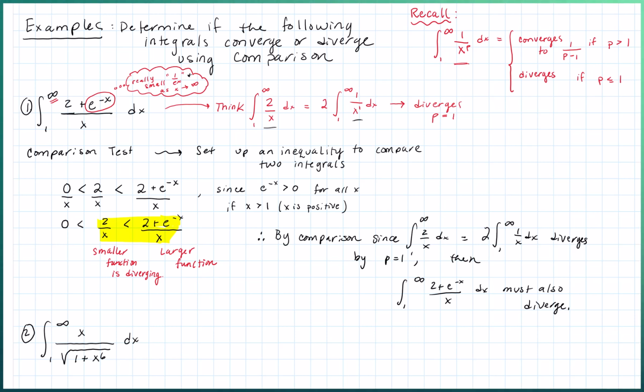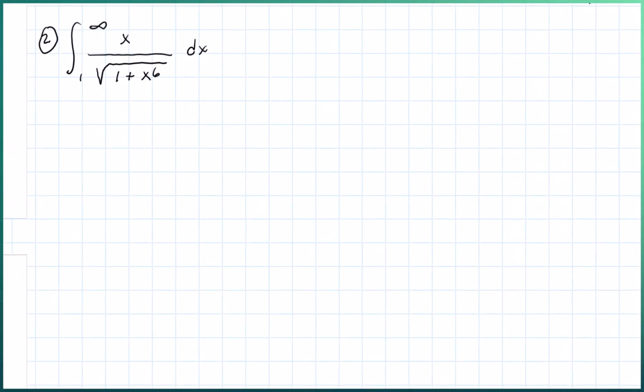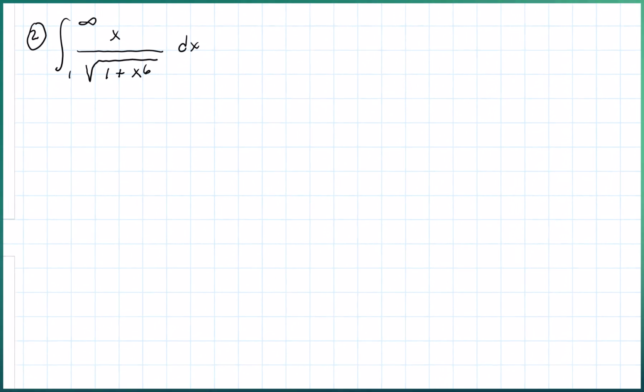So let's take a look at one more. Let's look at this guy. Our second example, if we're integrating from 1 to infinity of x over the square root of 1 plus x to the 6 dx. So same idea on this one. As we're going to infinity, I'm looking at this 1 right here, and this 1 is going to become really small as the x's grow without bound.